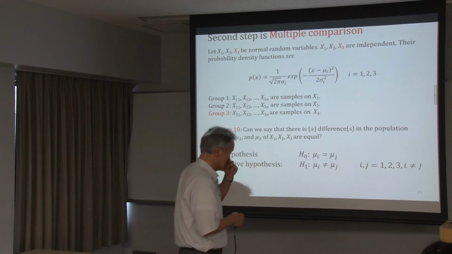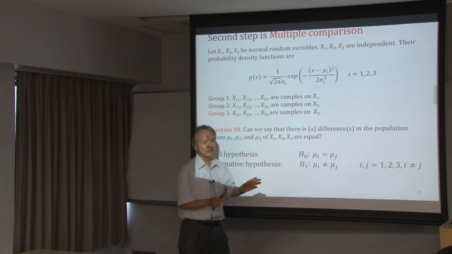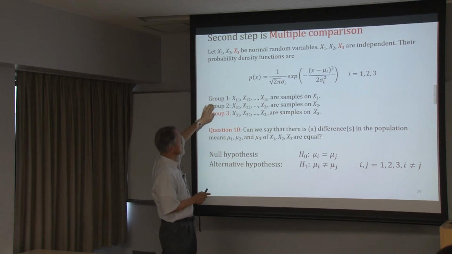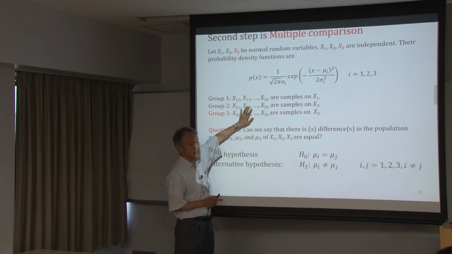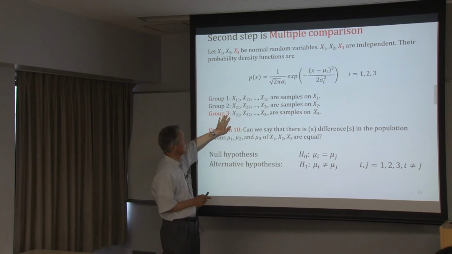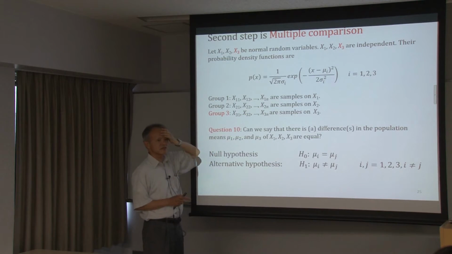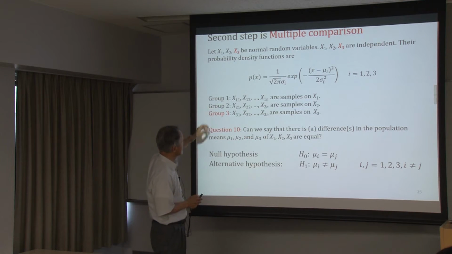One of the cases you have is that you invented two methods. You want to propose two methods. One is this one, and these are the data from method 1, and these are the data from method 2. And group 3 is the conventional method, the data from the conventional method. So which is better? You want to compare these three groups.